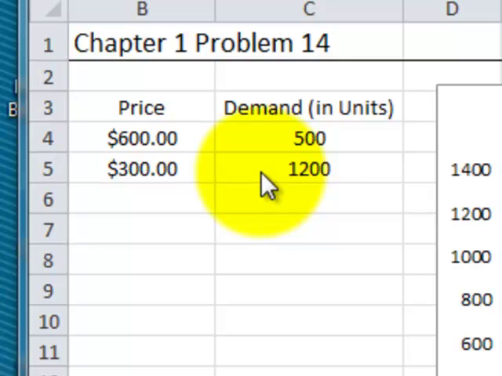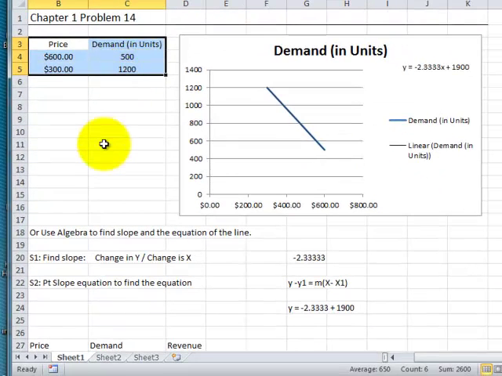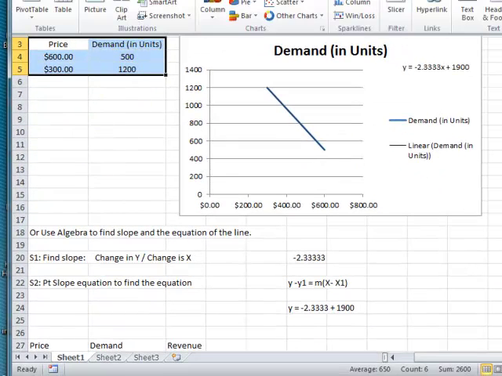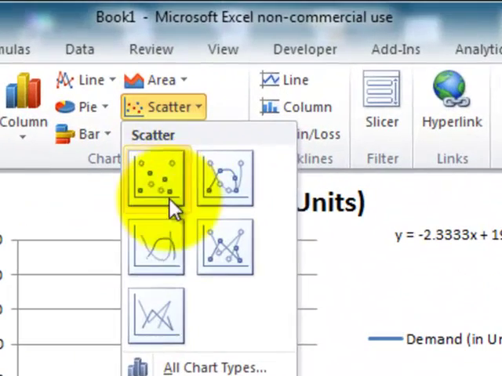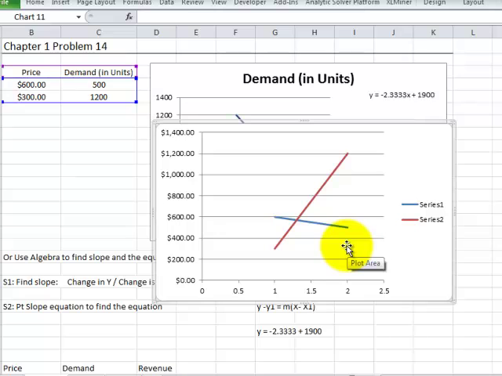So a couple ways we could do it. We could come in here and we could say, let's plot this by highlighting that. Say insert a scatter plot. And I like this one that gives us a line. And it gives us something that looks like this. And we go, what the heck is this? Well, we have to do a little playing around with this.